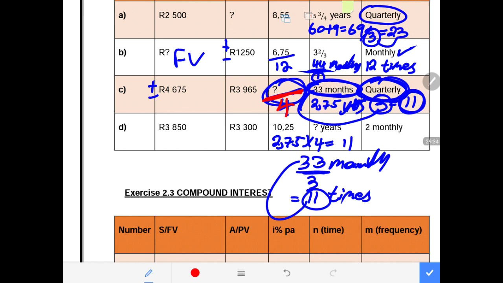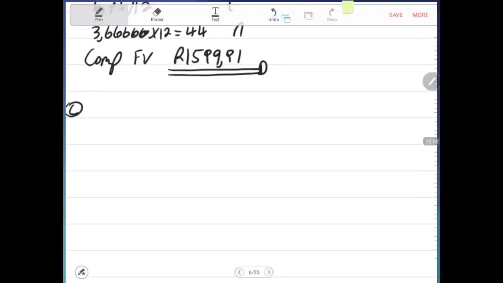So now we need to make sure that we apply this 4 by multiplying by it, in order for us to get the interest for the full year, because the answer that we are going to get will be the answer after the interest was divided by 4. So we need to know the interest for the full year before it was divided by 4, which is the number of compounds in a year. Now let us go further with our calculations.